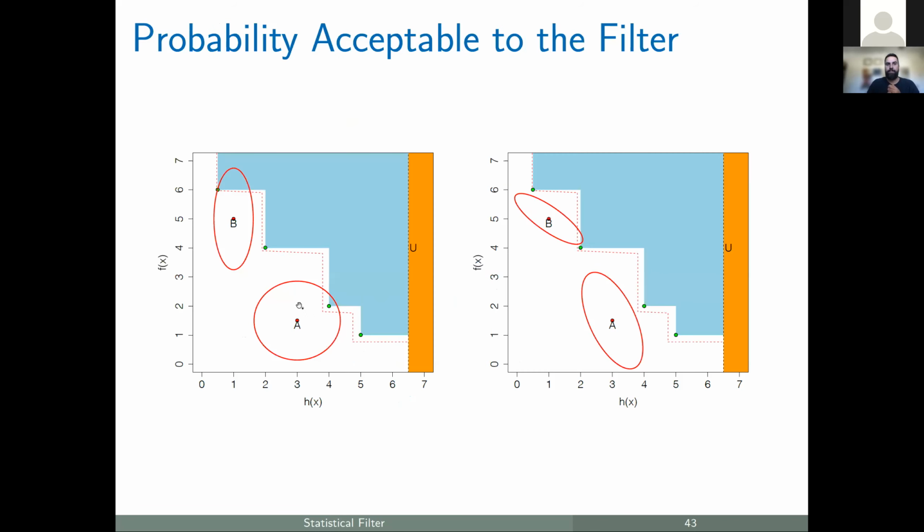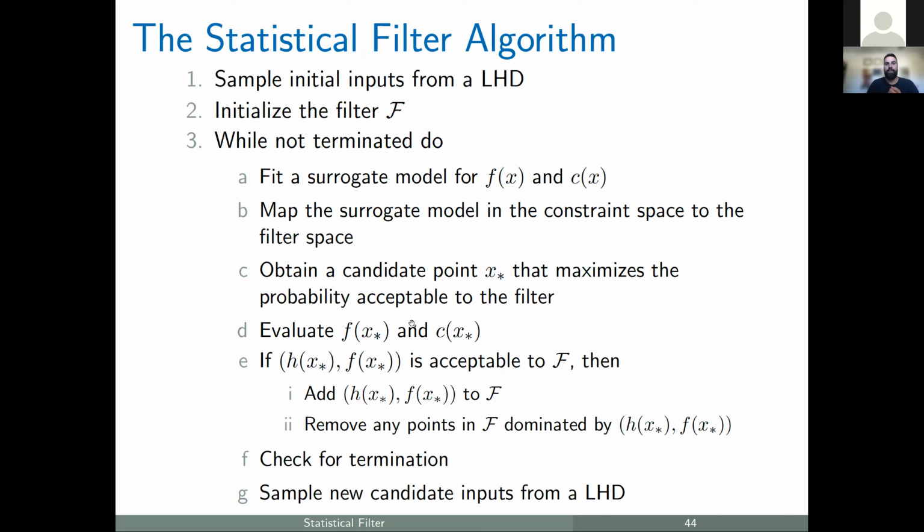So, in this picture, we choose A. It's the candidate point that we think is the next best promising point. You evaluate that point. And then if it's acceptable to the filter, you add it. So it becomes one of those green points in my picture. And if it does, then you remove any points that are dominated. So which points become blue, the area gets blue, and you have now red points. And you check for termination. Termination here is, you've exhausted your budget, you've ran it sufficiently long.